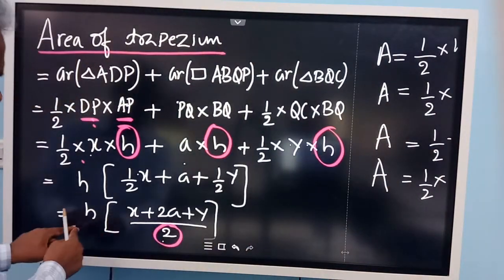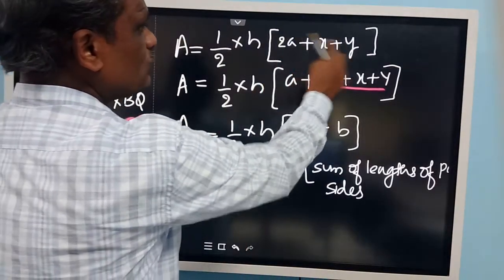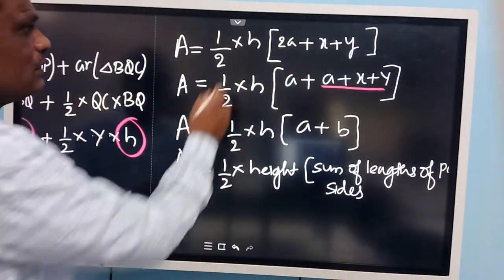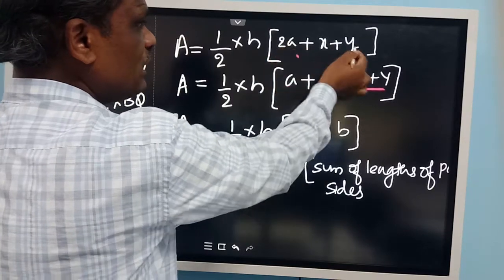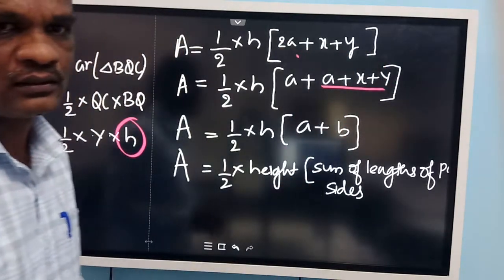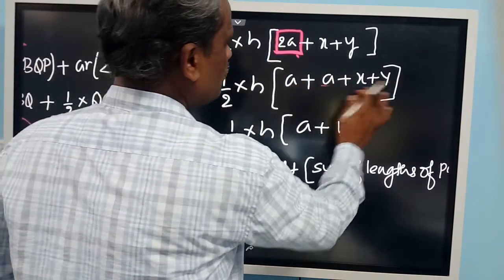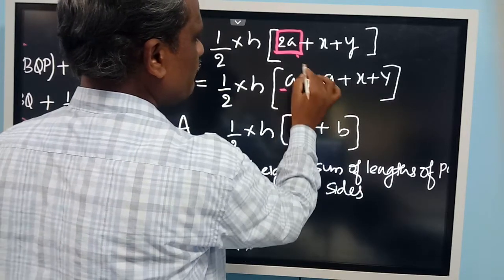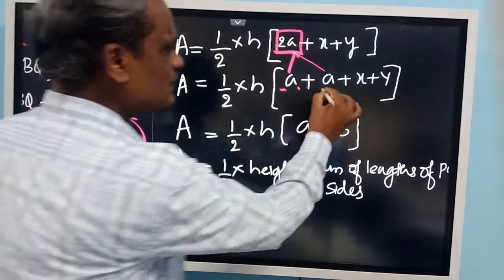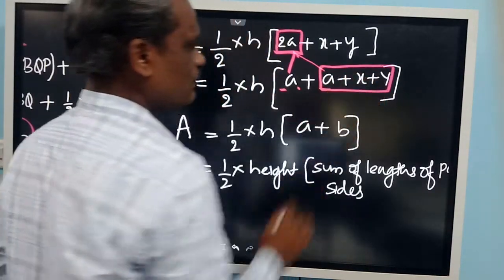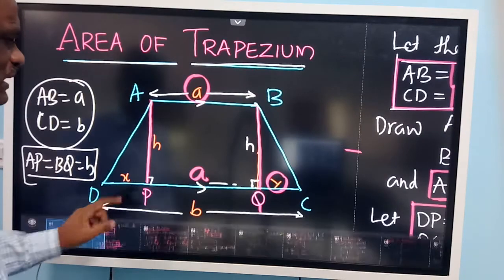So this 2 I have written here: 1 by 2 H, into X plus 2A plus Y. I have rearranged this as 2A plus X plus Y. Now I will split this 2A into A plus A. This is one A, this is another A, and the remaining I have written as it is. Now look at this place: A plus X plus Y. Look at the diagram and tell me what is A plus X plus Y.